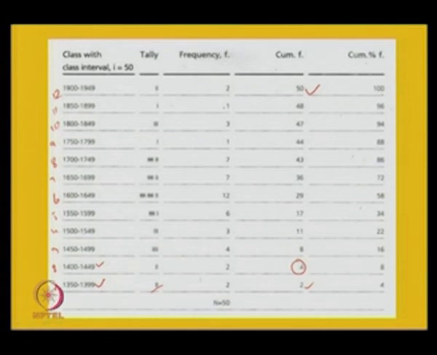So, this cumulative percentage frequency: 50 will be 100, 48 into 2 is 96, like that. 47 into 2 is 94, like that, maybe 11 into 2 is 22, like that, 2 into 2 equal to 4. This is the cumulative frequency. From this cumulative frequency our main calculation starts.